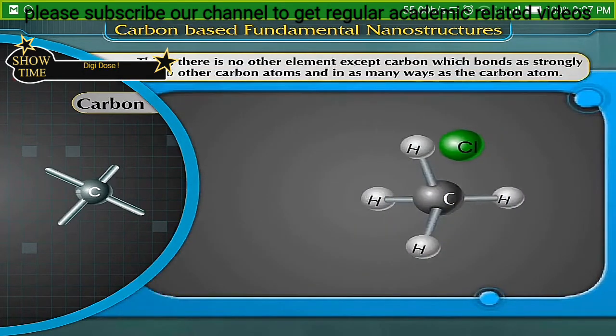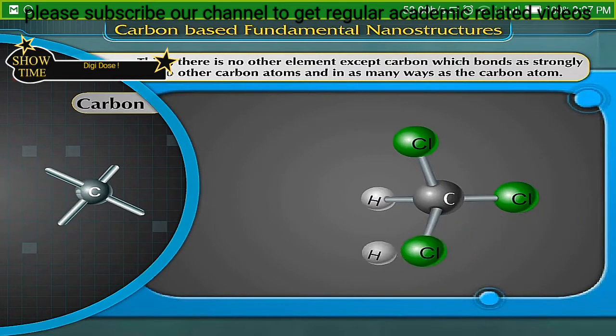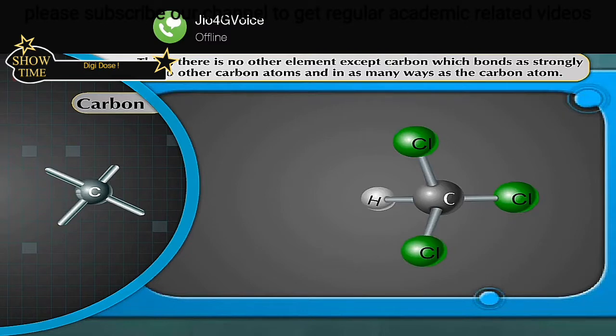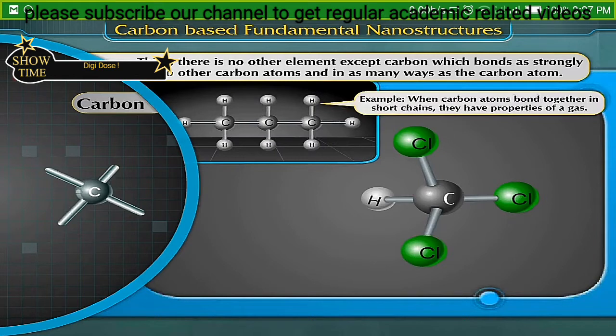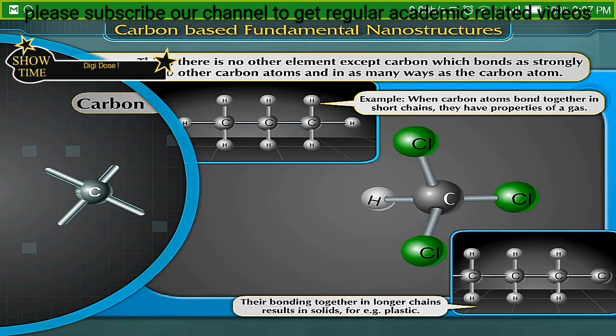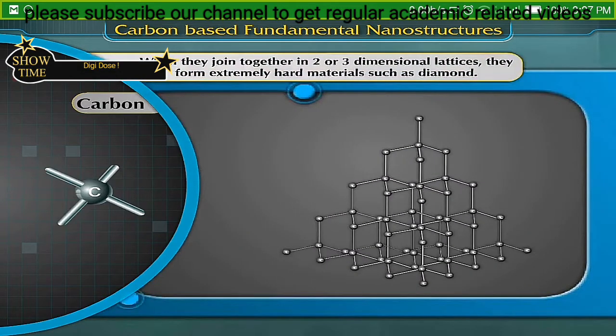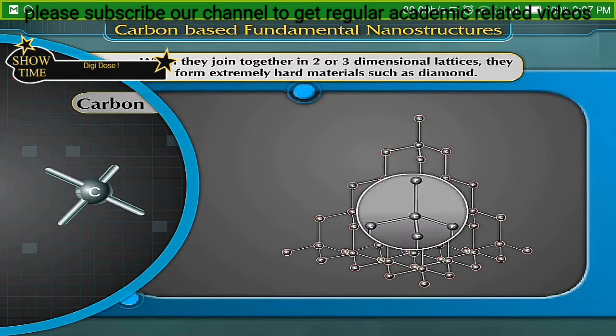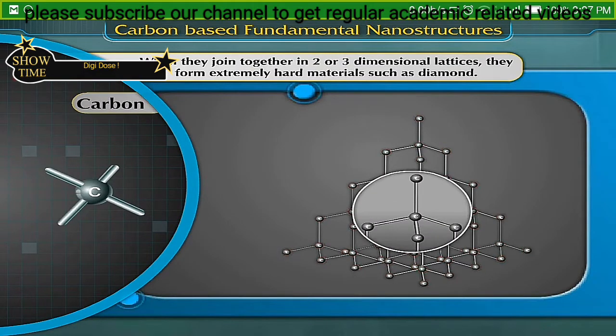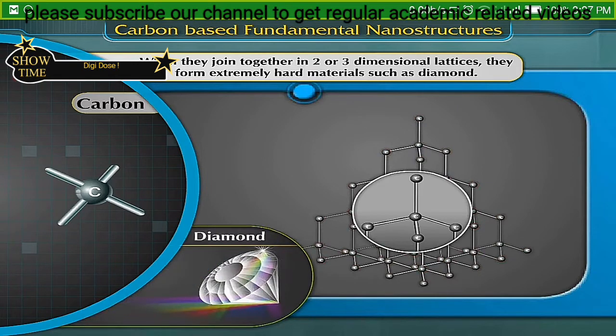Third, there is no other element except carbon which bonds as strongly to other carbon atoms and in as many ways as the carbon atom. For example, when carbon atoms bond together in short chains, they have properties of a gas. Their bonding together in longer chains results in solids, for example, plastic. When they join together in 2 or 3-dimensional lattices, they form extremely hard materials such as diamonds.